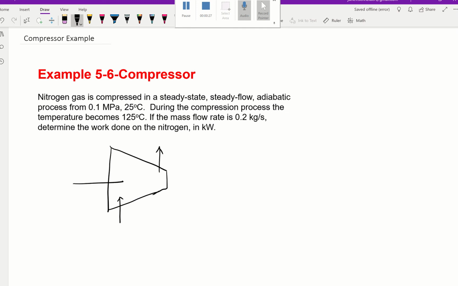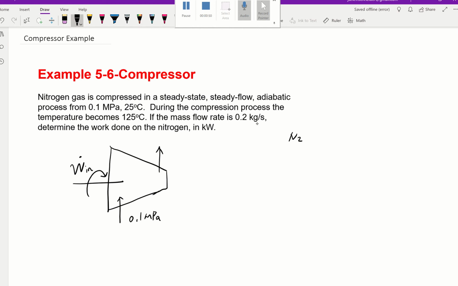In order to do so, we have to have work coming in, right? To compress and to increase the energy of the fluid. And be aware this is nitrogen, not air, so we're going to make sure the table we're using is correct. They said the initial pressure is 0.1 megapascal. That's where we put it.